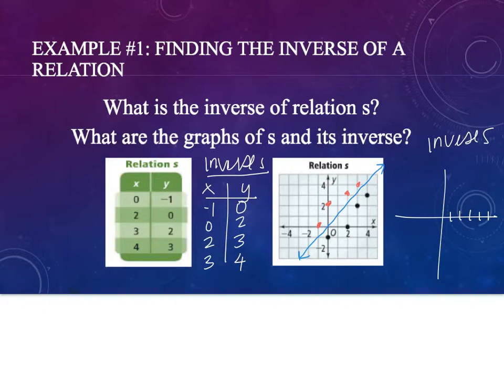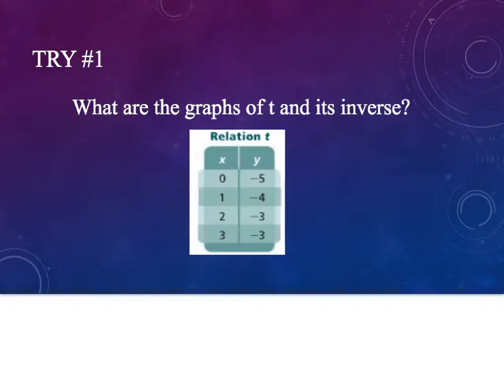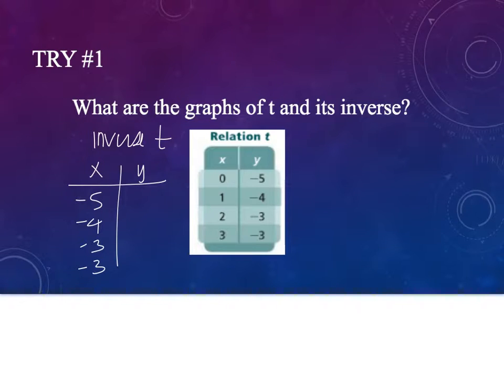And that is what should happen when you're dealing with an inverse. Let's go ahead and do the try. It says, what are the graphs of T and its inverse? First let's find what the inverse would be. The inverse of T, with x and y: all my y's are now x's, so that'd be -5, -4, -3, and -3. And all my x's are now y's, so that'd be 0, 1, 2, 3.